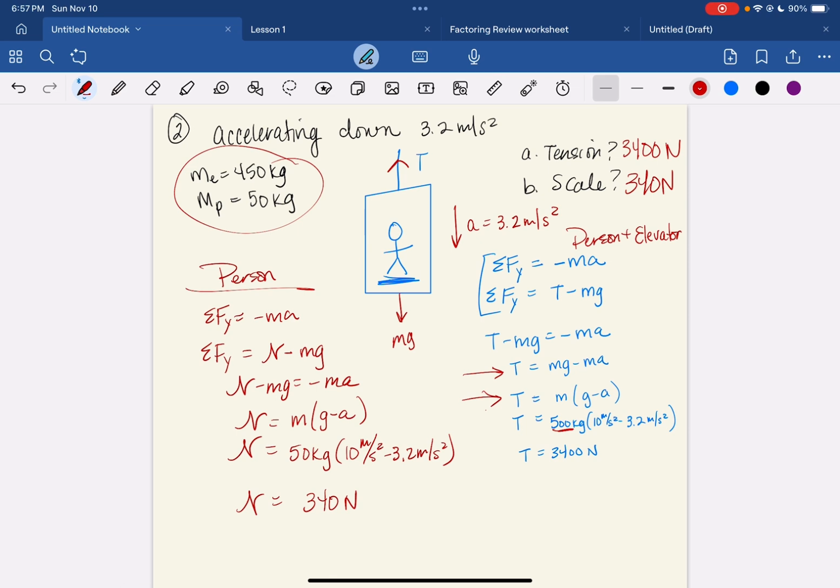Just an FYI, on the quiz, I'm likely not going to be giving you a person that has the same mass or 10% of the mass of the person and the elevator, so that you actually have to calculate it. This just happens to be how the numbers worked out on this one. Okay.